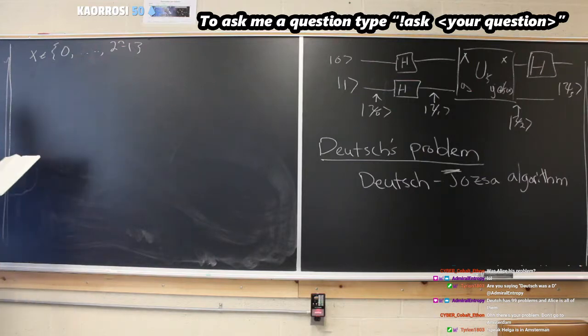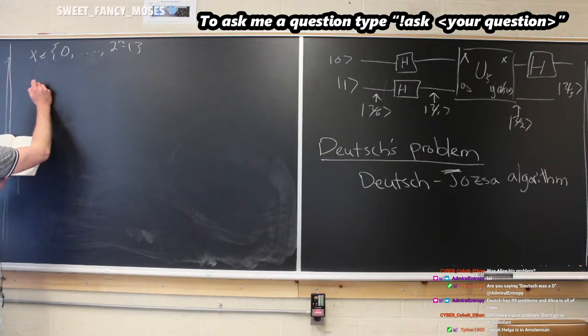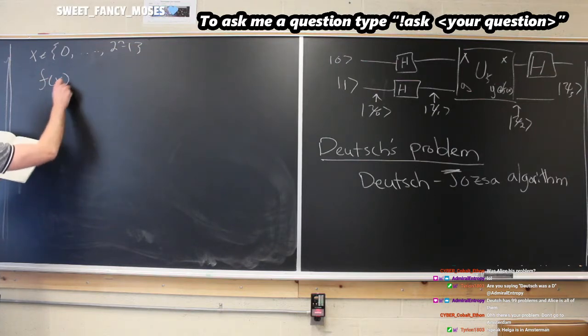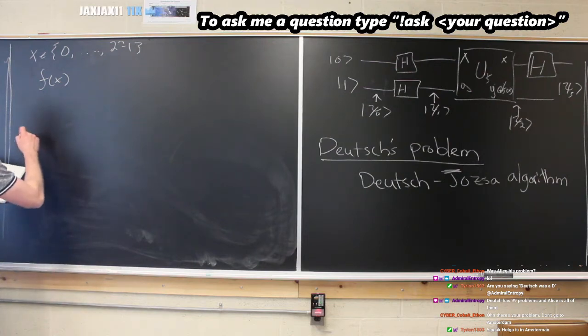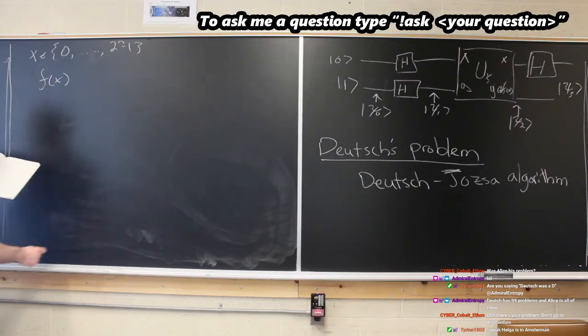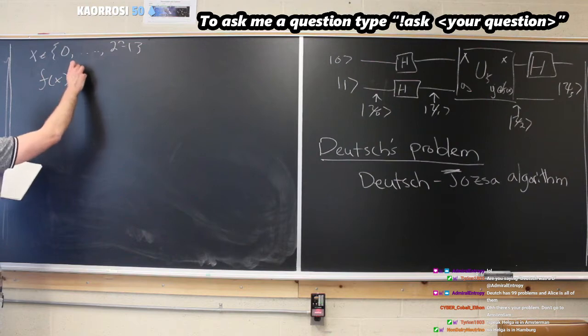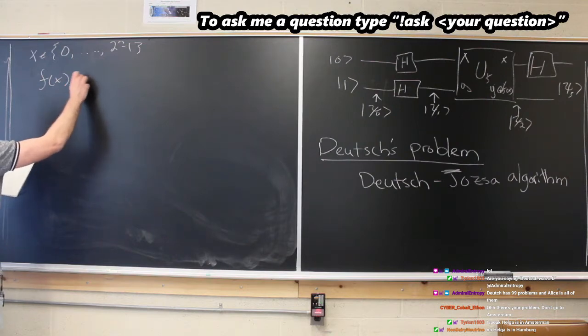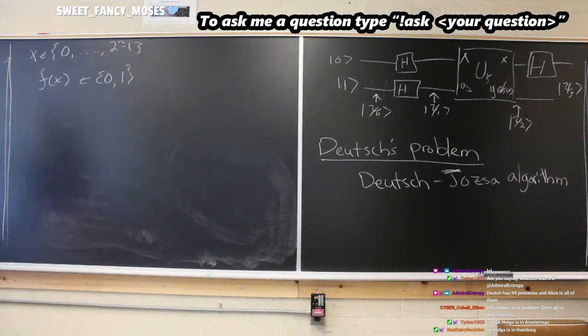And then that's not the problem. Well, the problem is that Bob is going to apply some function f of x and then send that result back to Alice. But here's the thing: f of x can only equal 0 or 1. Okay, that's it. The f of x is only going to be equal to 0 or 1.